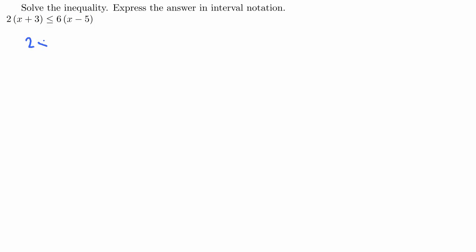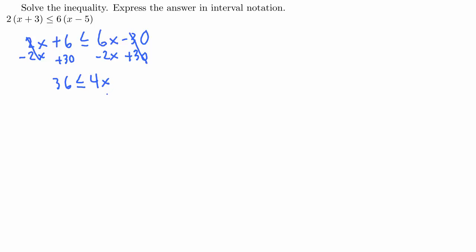So that gives me 2x plus 6 is less than or equal to 6x minus 30. Now I need to get all x's on one side, everything else on the other. In this case, it's probably easiest just to subtract 2x from both sides, and then I can add 30 to both sides as well. Notice that the 2x is gone there, and the 30 is gone there. This leaves me with 36 on one side is less than or equal to 4x on the right hand side.